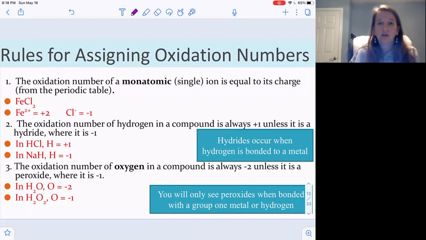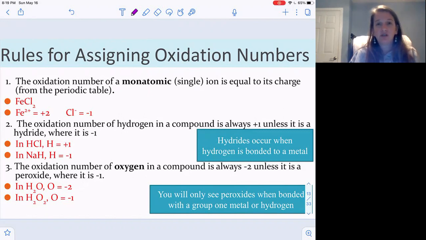The oxidation number of hydrogen is usually always going to be +1. The only time hydrogen is not +1 is when it's a hydride, and that would be a -1 charge. The hydrides are when the hydrogen is bonded to a metal. So in the example of sodium hydride, NaH, the hydrogen would have a -1 charge.